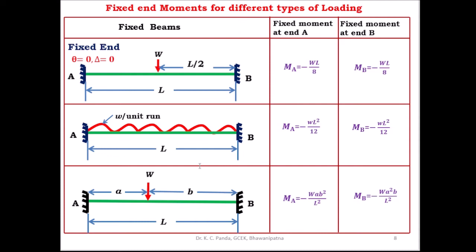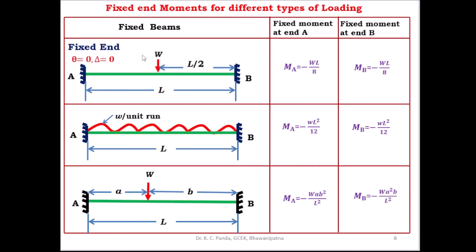Then coming to what are the fixed end moments for different types of loading. The fixed end moments for different types of loading are summarized in a tabular form. So this is the fixed beam, this is the fixed moment at end A, and this is the fixed moment at end B. This is the fixed beam of length L, and W is the concentrated load which is present at the midpoint of the beam.